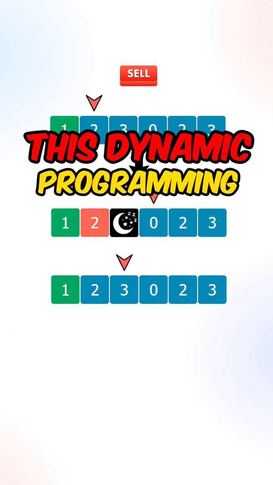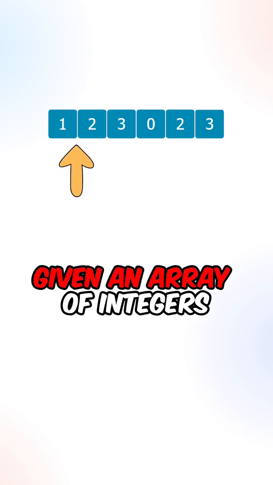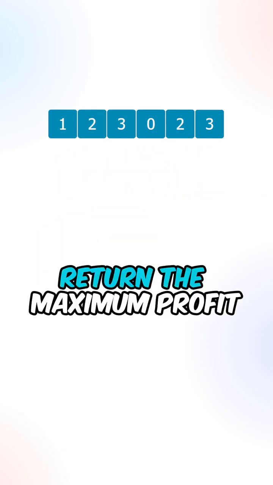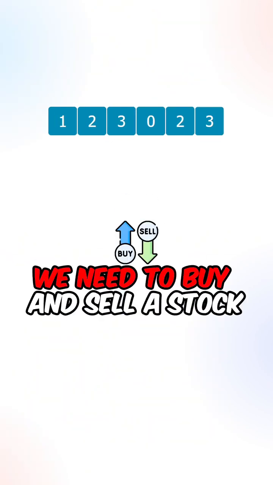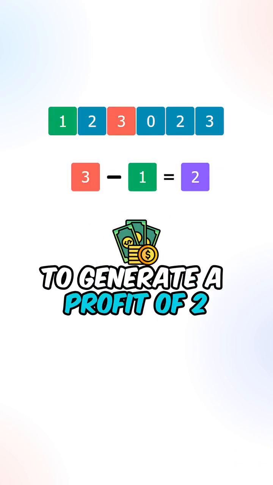This dynamic programming question has appeared at every single top tech company. So given an array of integers where each element represents the stock price for each of the days, return the maximum profit that you can get. Now in order to generate a profit, we need to buy and sell a stock. So let's say we buy at 1 and sell at 3 to generate a profit of 2.